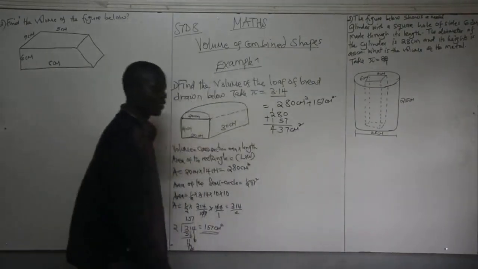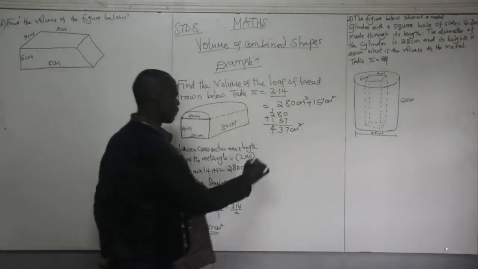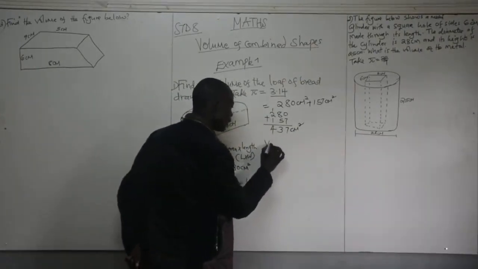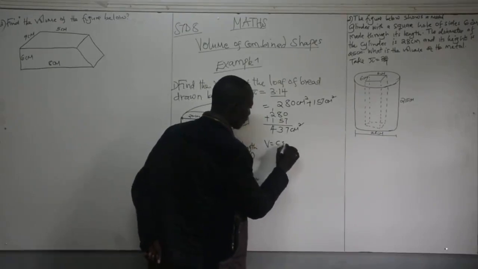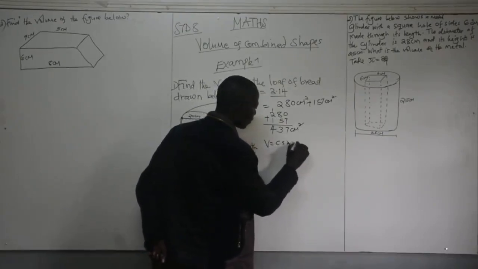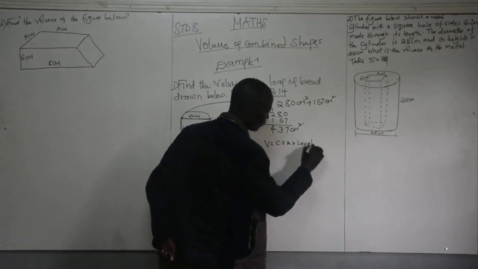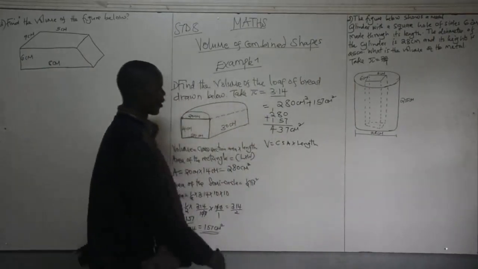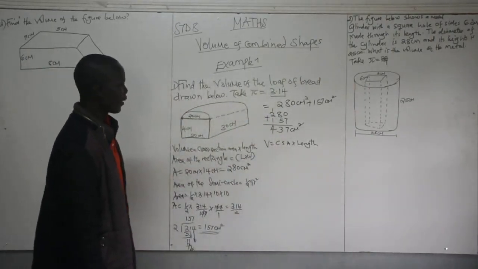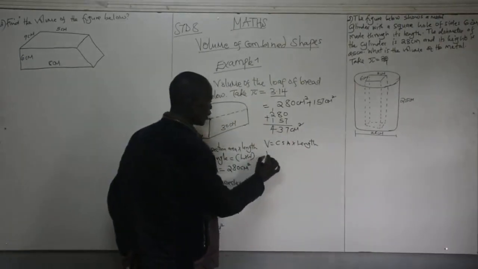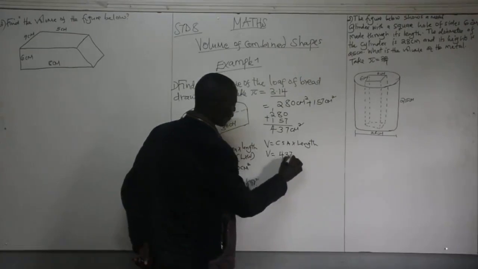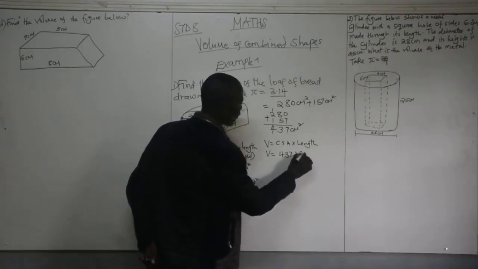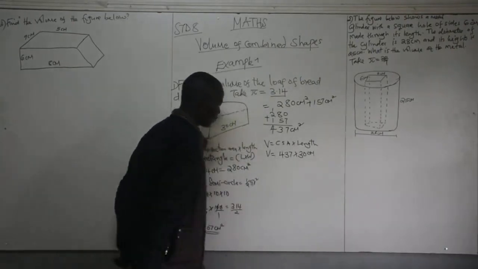437 square centimeters. And again we now say volume is equal to cross-section area multiplied by the length. So we have the cross-section area, that is 437. You multiply by the length of 30 centimeters.